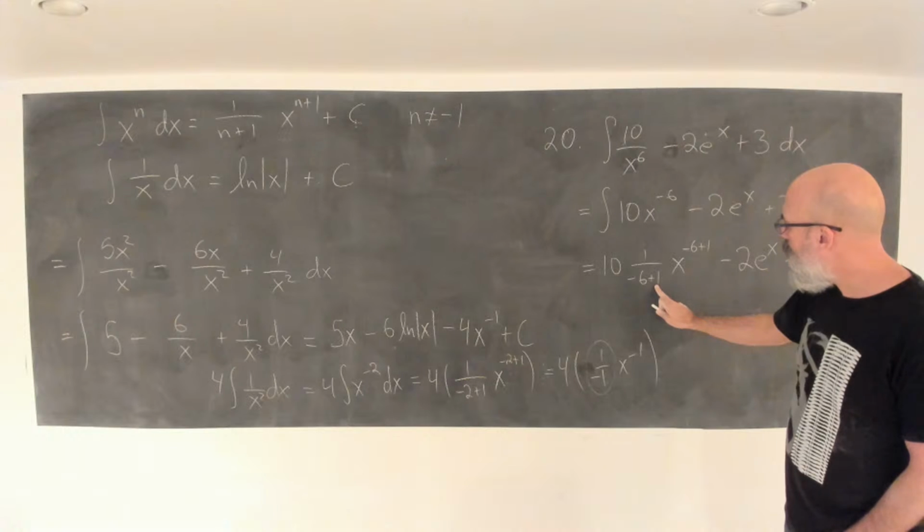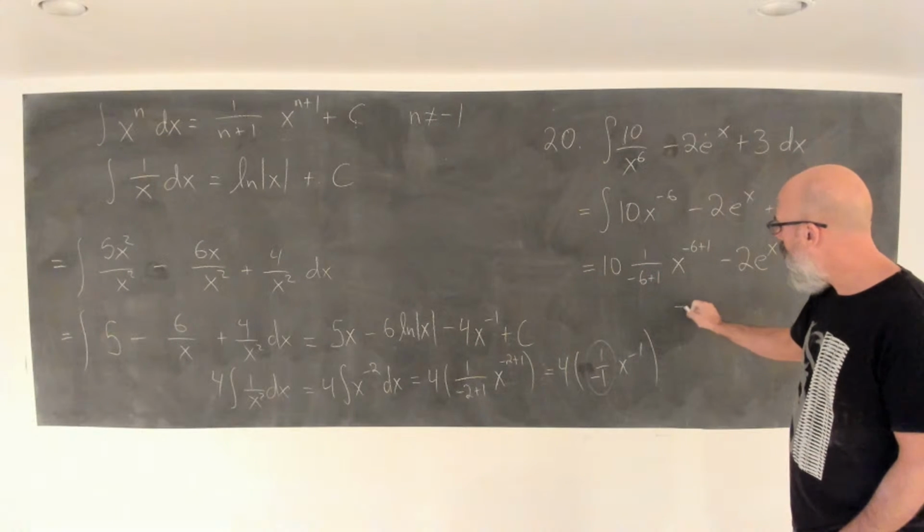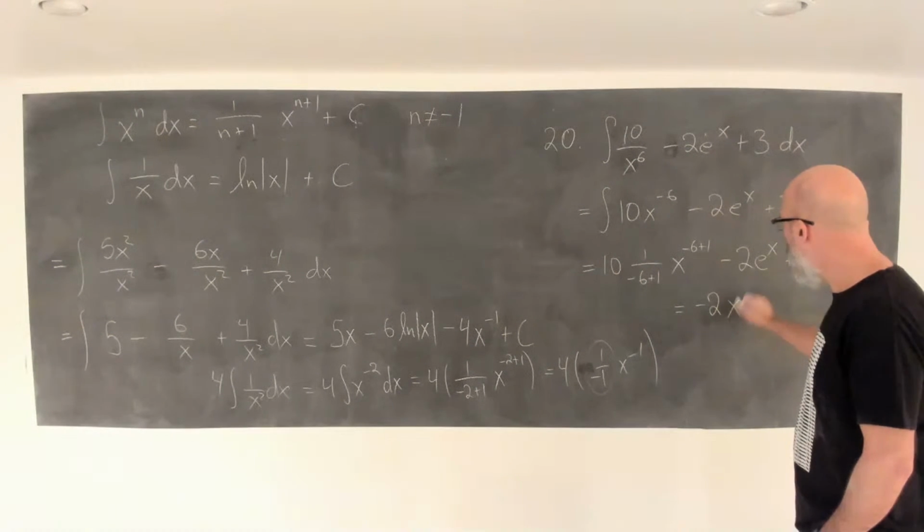Minus 6 plus 1 is minus 5. So 10 over minus 5 is minus 2.